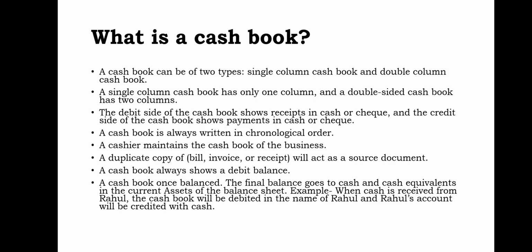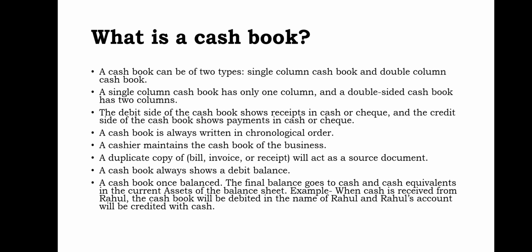Remember that in a business, usually a cashier maintains a cash book. Now, as we all know, we never write a transaction without proof or evidence. So, a cash book also writes things with proofs or evidence. Things like bills, invoices, and receipts act as source documents to write transactions in a cash book. Remember, a cash book always shows a debit balance.